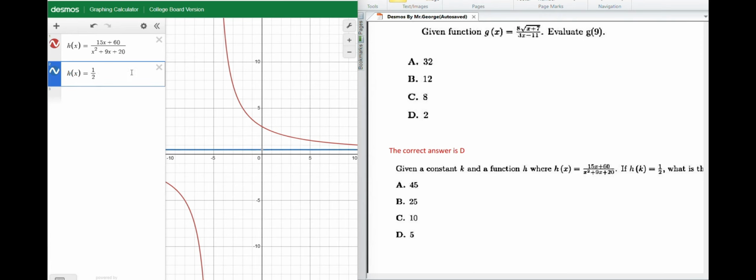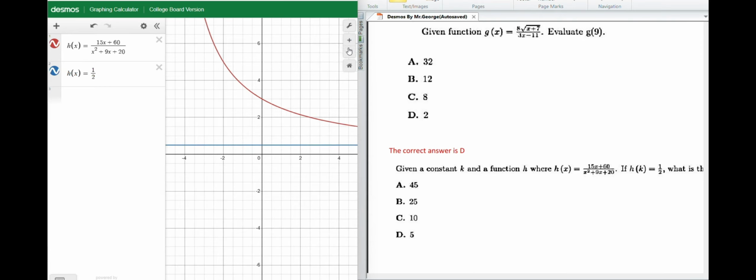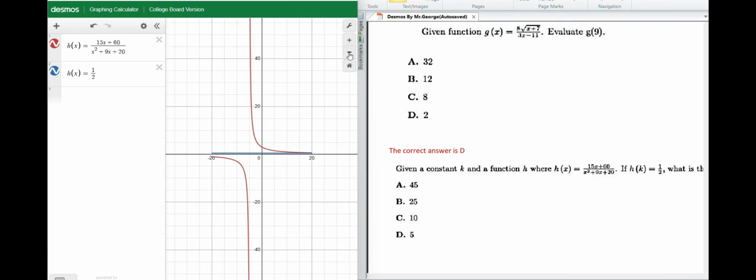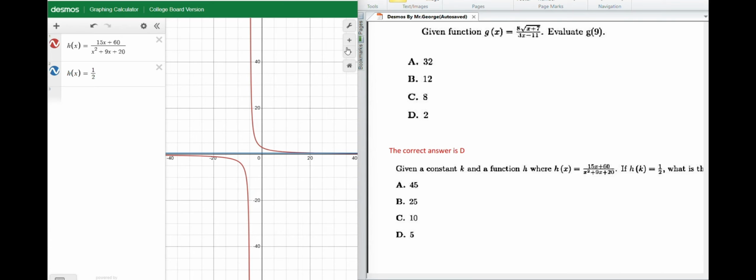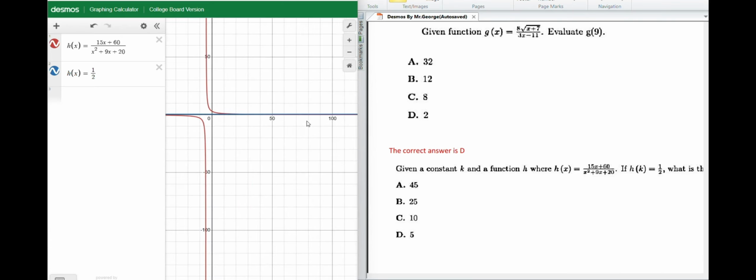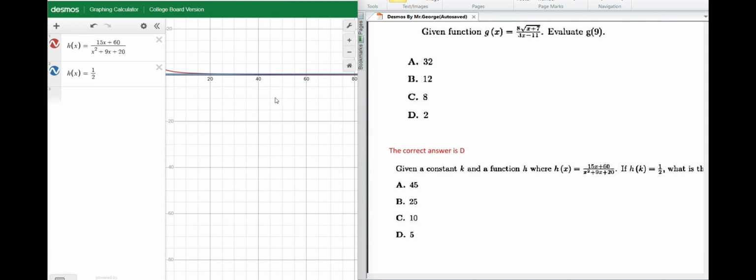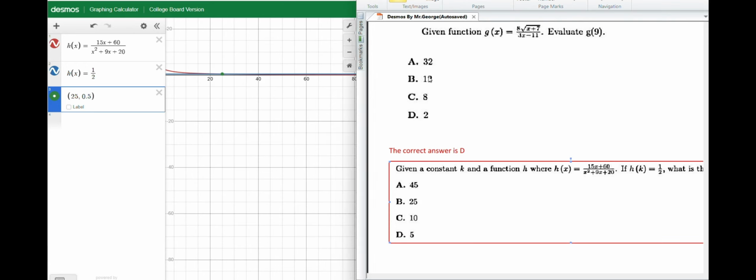And this is going to give us another graph. Let's zoom out to find the point of intersection. A little bit over here. Now the point of intersection will show somewhere around here. Here it is. So at half, which is 0.5, we get the x value as 25. So your B is the correct answer.